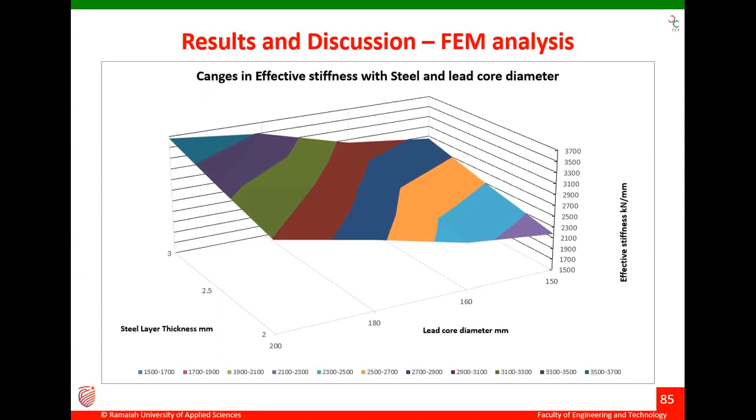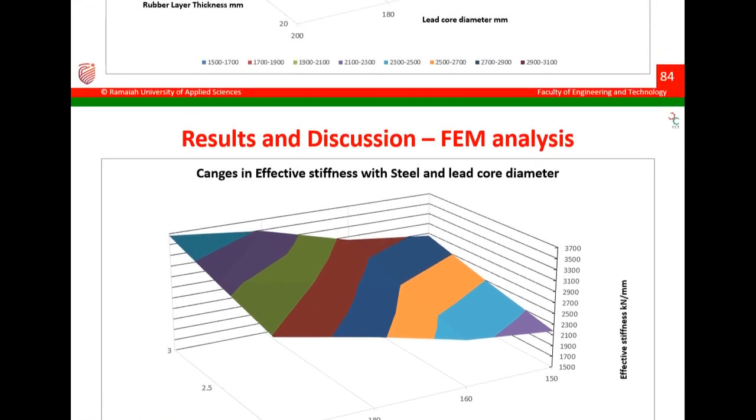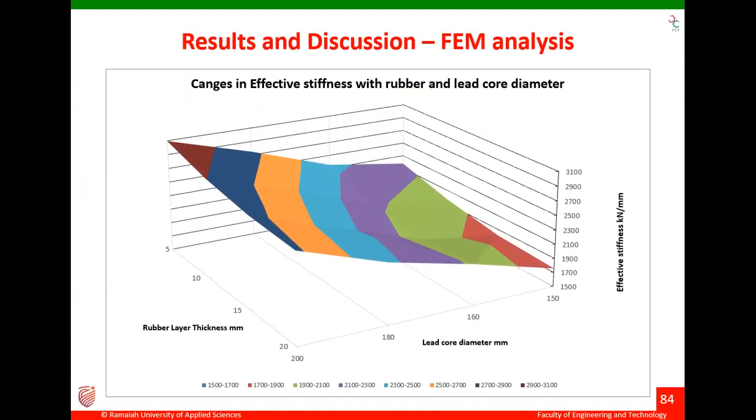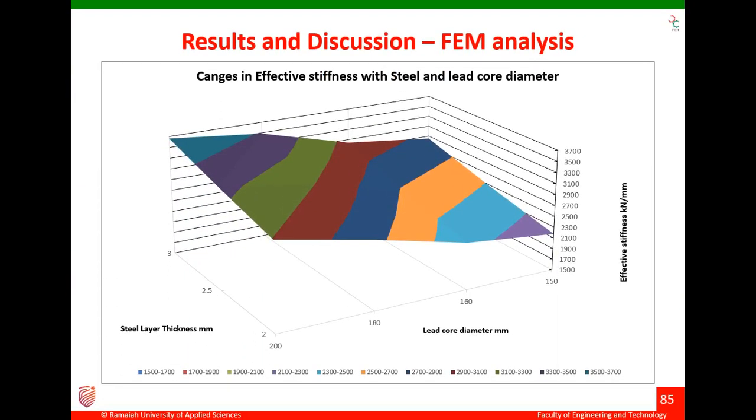This graph represents changes in effective lateral stiffness with steel layer thickness and lead core diameter. The previous one showed it with rubber layer thickness and lead core diameter. This one shows it with steel layer thickness and lead core diameter. So for a 3 mm thick steel layer, the effective stiffness will be more, around 3500 to 3700.